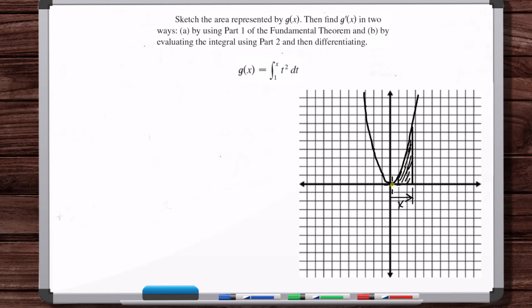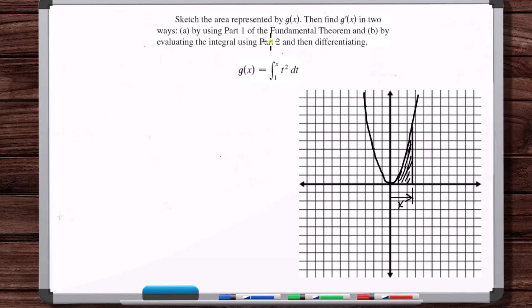Now we can think about the idea of having x be less than 1, but if that's the case, then it still represents the area between the x value and 1, but it's just negative. So if x was equal to minus 2, then the value of this function is this area plus this area, but then with a minus sign up front. Okay, so now we want to find g prime of x in two ways.